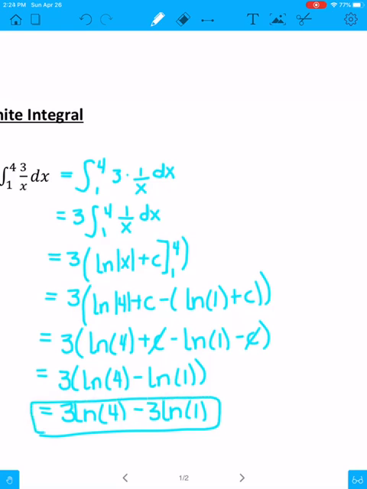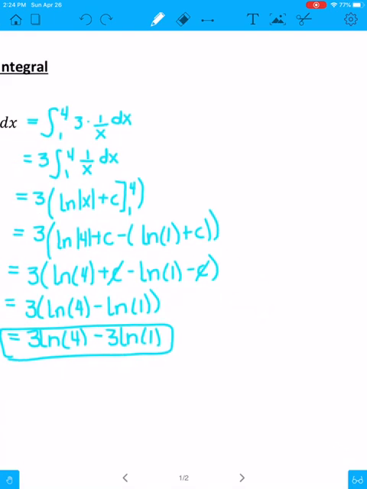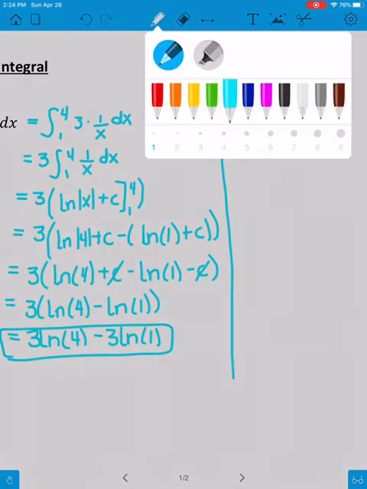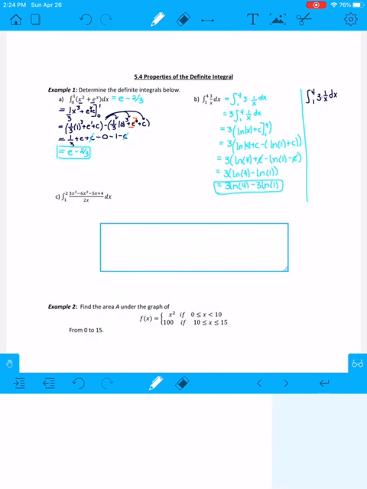So I could do it that way, where I took the 3 out, or I could keep the 3 in, and I'll show you. So I could go from 1 to 4, 3 times 1 over x dx. Oops, did that again.